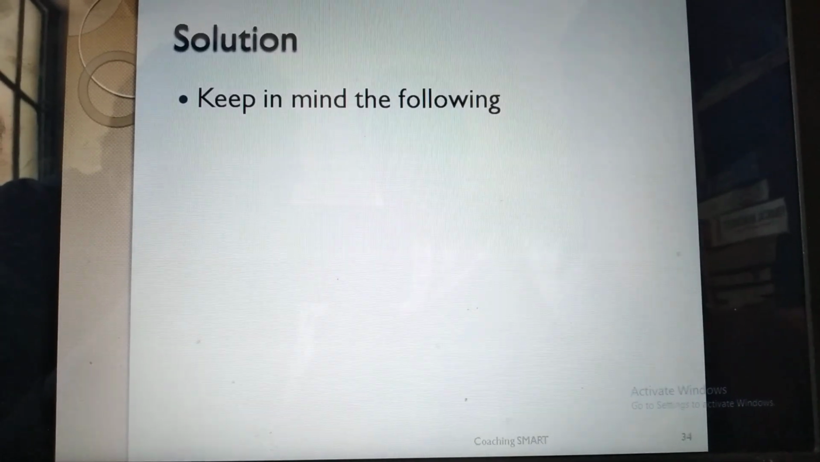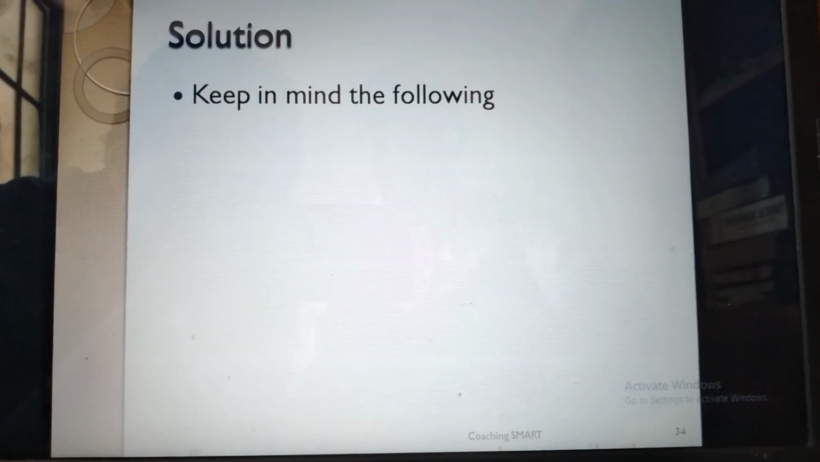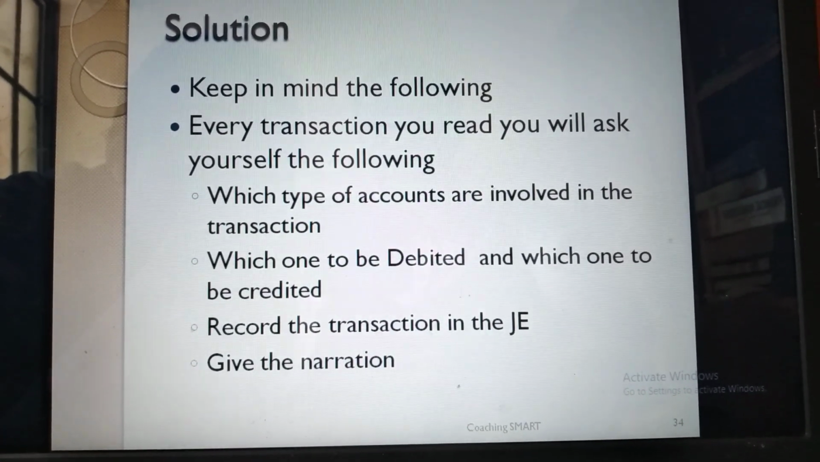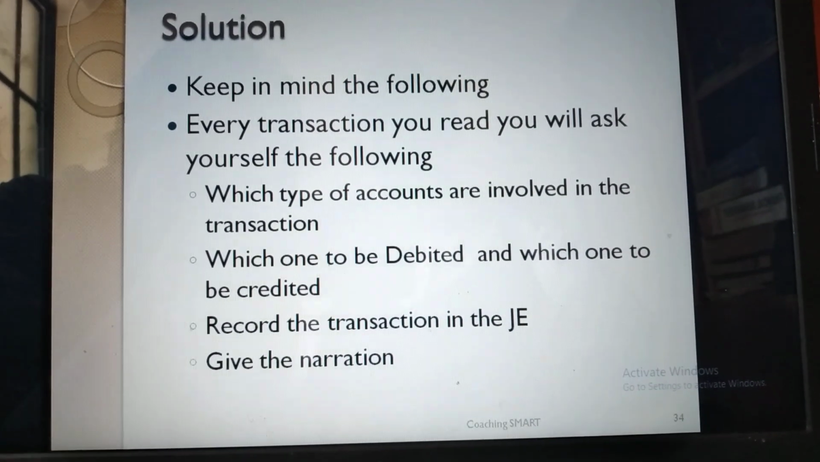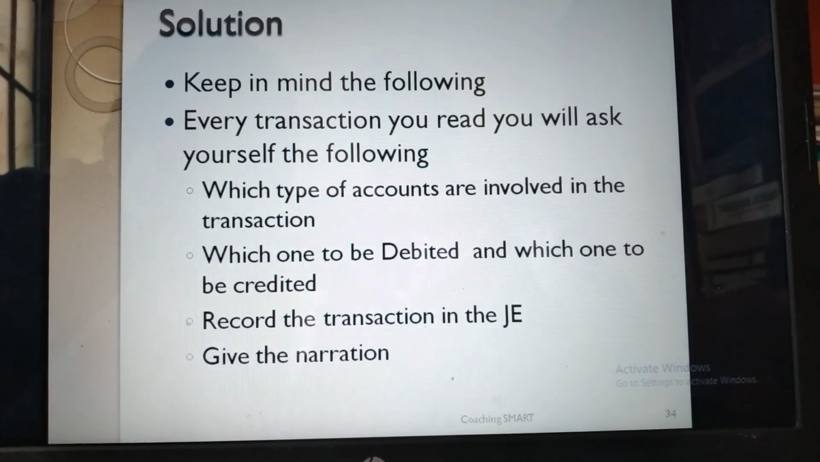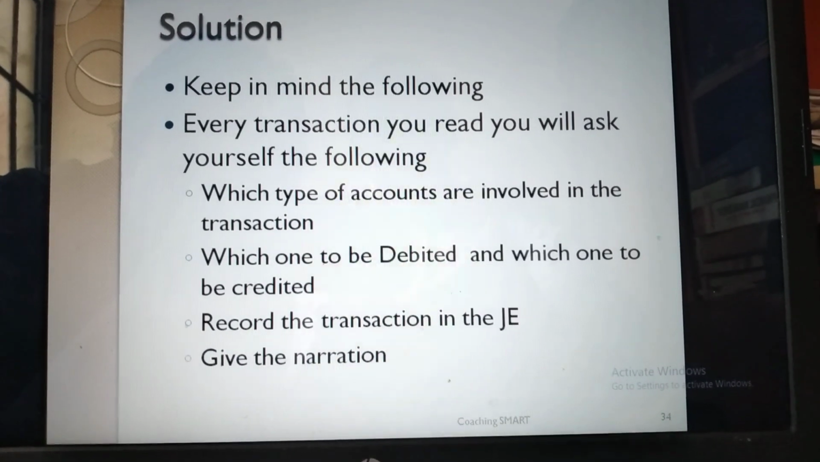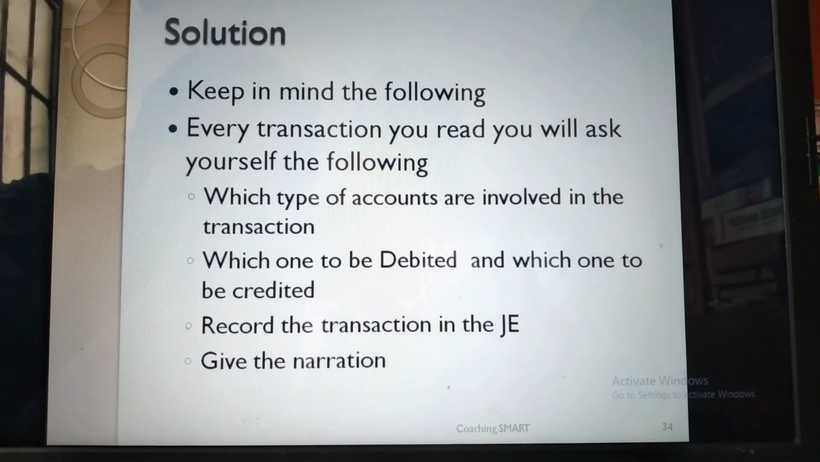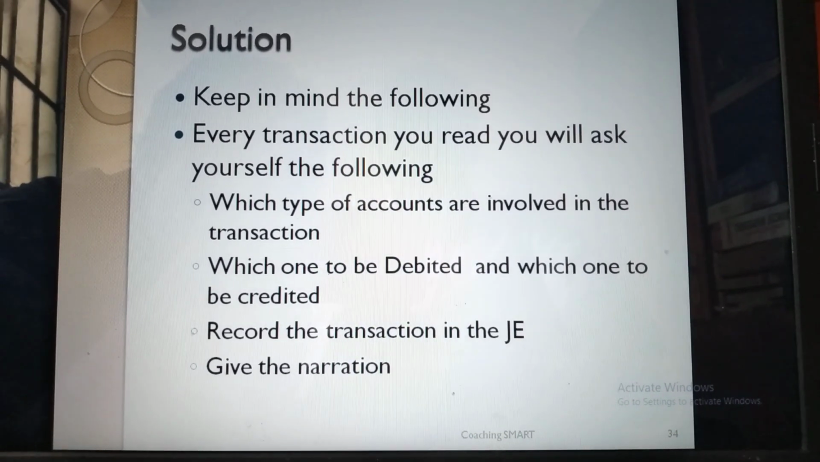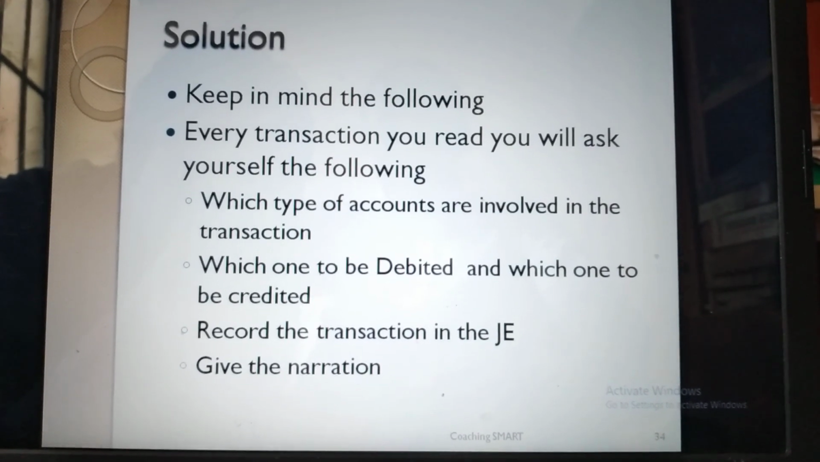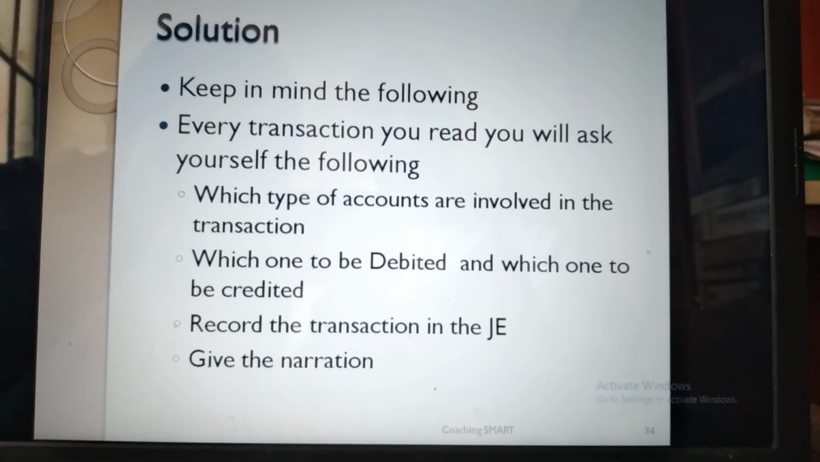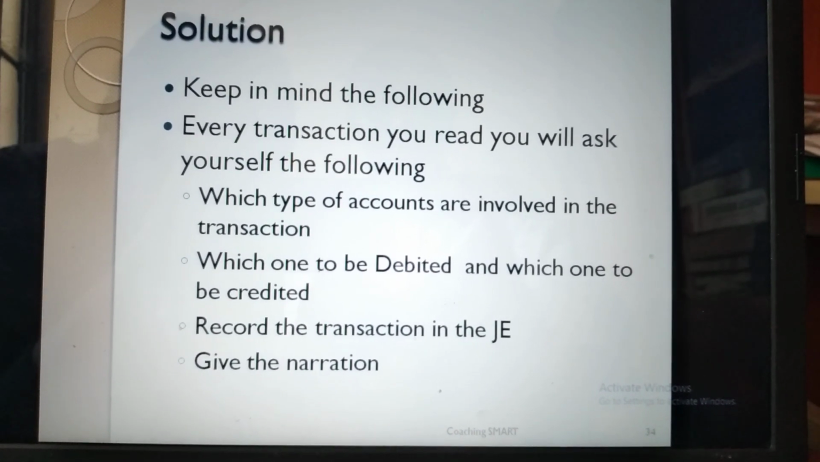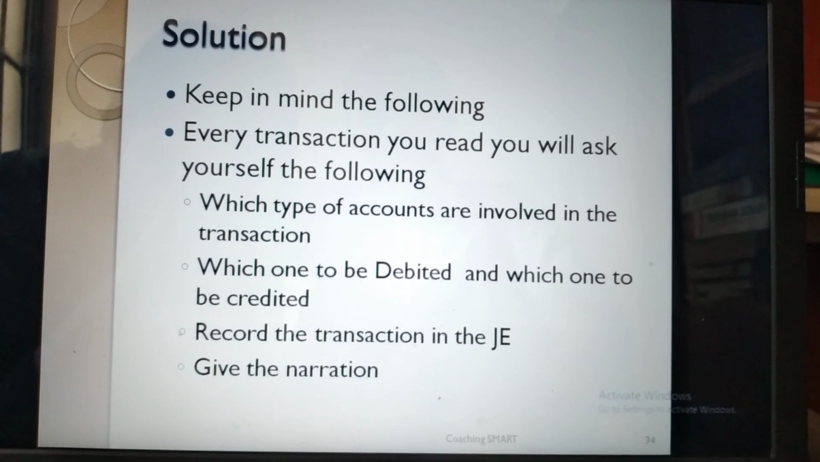To handle this question, keep in mind the following. 1. Every transaction you read, you will ask yourself: which types of accounts are involved in the transaction? At least in each and every transaction, you will have 2 or 3 accounts. Number 2, which one to be debited and which one to be credited. Then number 3, record the transaction in the journal entry. Then finally, give the narration.